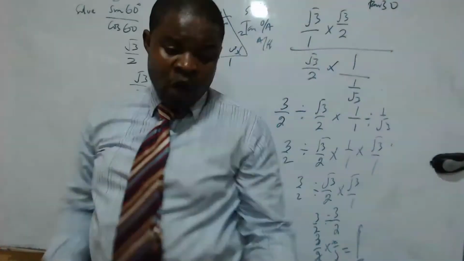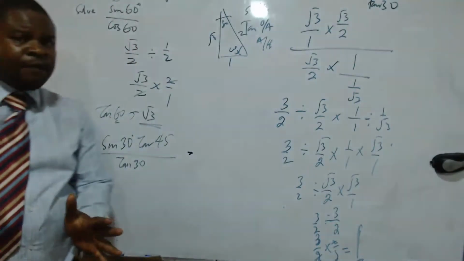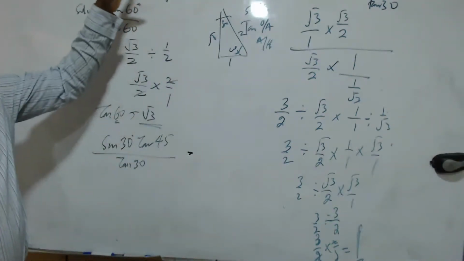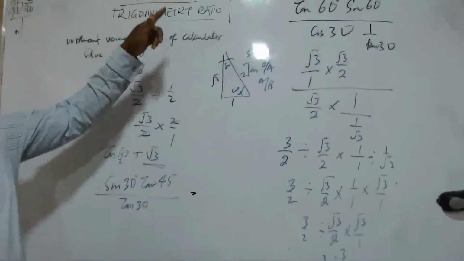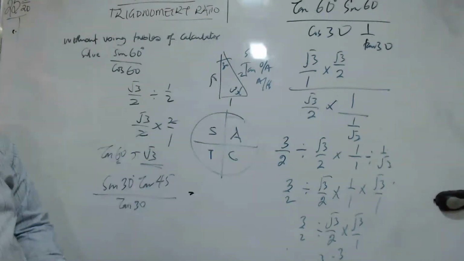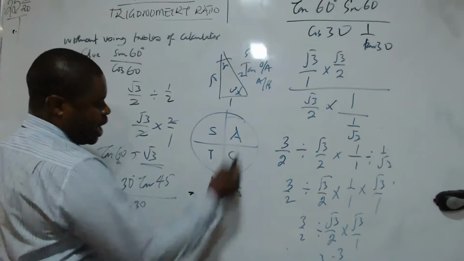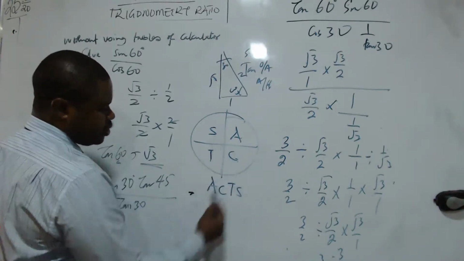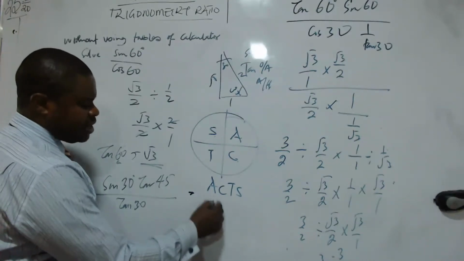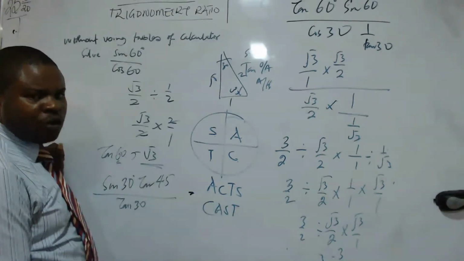Now, having known this, what we need to do is take our time and go back again to the concept of the trigonometry ratio that has to do with the quadrant. Most of us are Christians, we are used to the word Acts of Apostles in the Bible. A-C-T-S, we have ACTS. If I don't remember ACTS, probably I'm a Muslim, I'm used to the word CAST. We are going to cast out every evil thing around us. So I will not forget CAST.